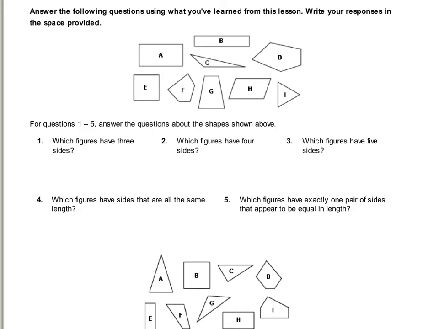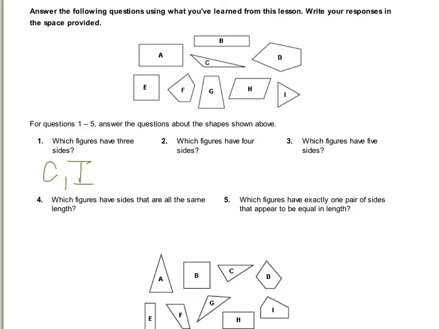For the first odd problem, it gives you this picture up here with shapes A through I, and it asks which figures have three sides, which we call a triangle. So I'm just listing out everything that has three sides, which is C and I. They both have three sides, and they are the only shapes that have three sides.